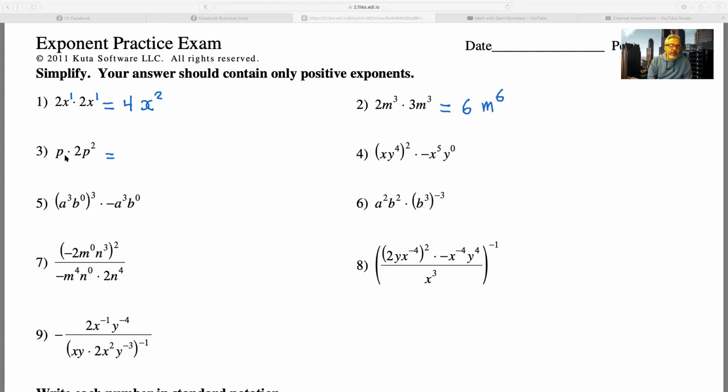Here you have p times 2p squared. You know there's a 1 in front of the p there. So 1 times 2 is 2. And p times p squared, you know the p has a 1 as an exponent, so you add the exponents, you get p to the 3.